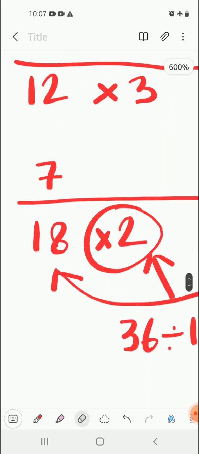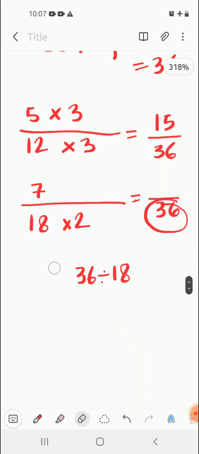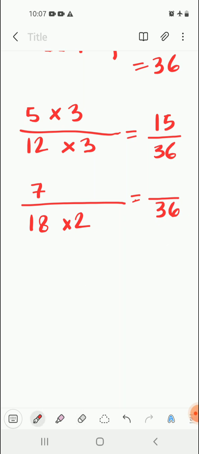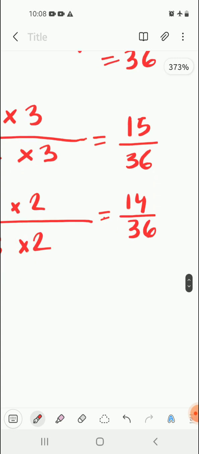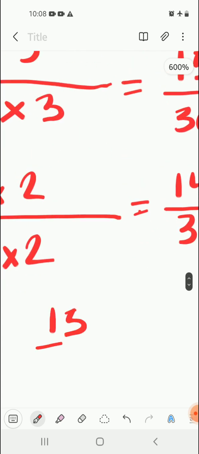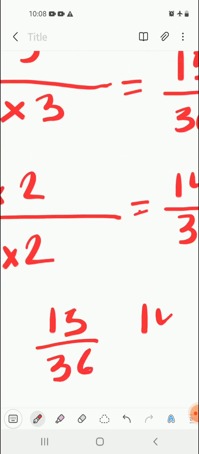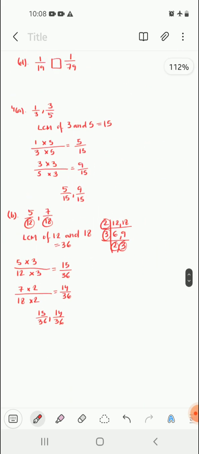Now this was for explanation purposes, so we will do the same thing over here. 7 into 2, 14. So see, we have got two fractions, 15 by 36 and 14 by 36. Both the denominators are the same, that is 36. So this is our answer.